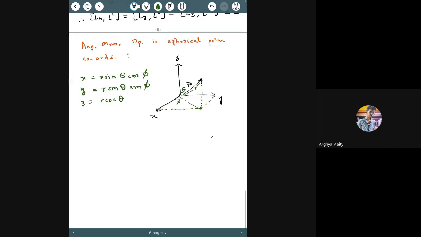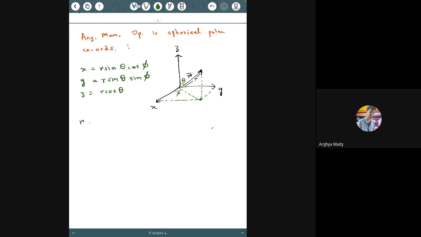And if I reverse engineer, then r is equal to root of x square plus y square plus z square. Theta is equal to cos inverse z by r, and phi is equal to tan inverse y by x. Okay.